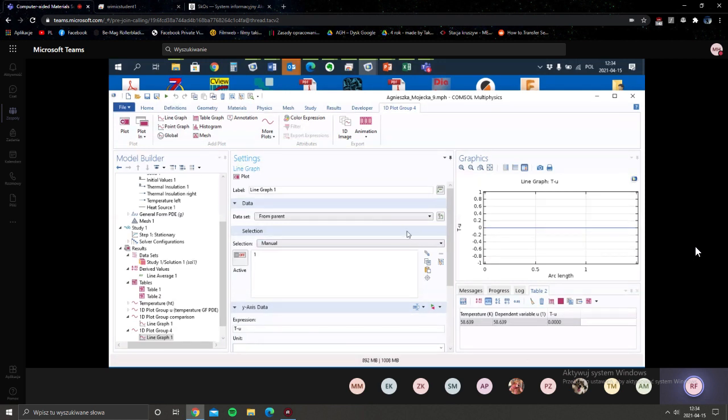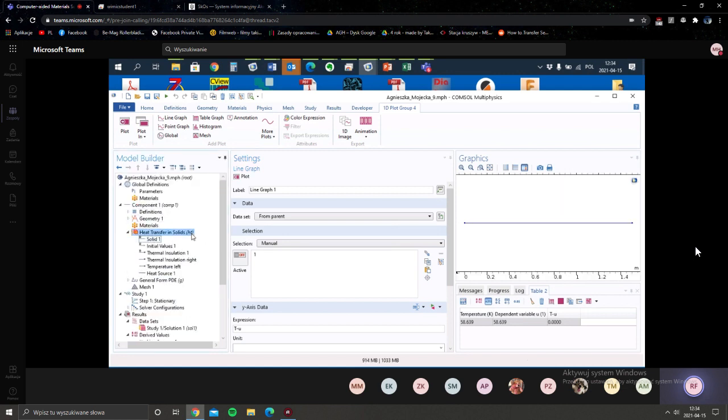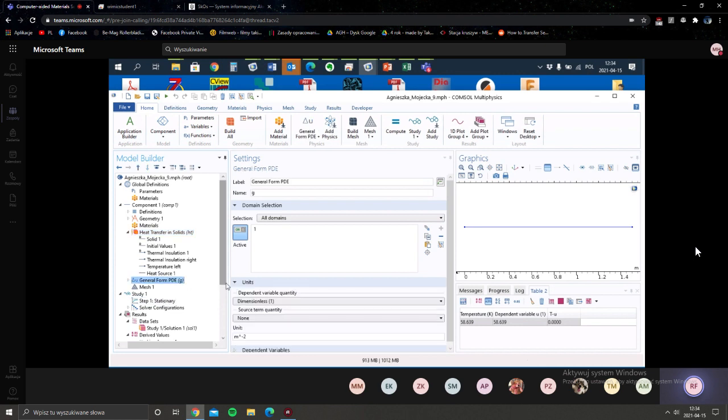However, as you could see, sometimes the values are 10 to minus 12. So it means that they are very, very small. If they are 10 to minus 12, or just constant 0, you can assume that those differences are negligible. Concluding, both solutions using heat transfer in solids module or general form PDE interface give the same results. The error is negligible.